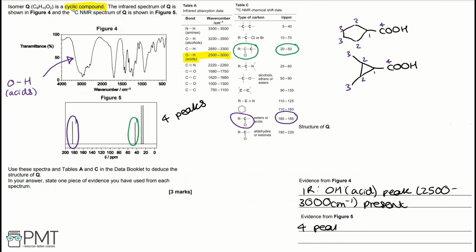And then we have this peak between 160 and 185, so that shows that we have a carbonyl group. And we also have a peak between 40 and 50, which corresponds to the 20 to 50 on table C. And that shows that we have this carbon next to the carbonyl group in our structure. So these are our 2 bits of evidence, one from figure 4, one from figure 5. To get the 3 marks for this question, you get 1 mark for the correct structure of Q, 1 mark for your evidence from figure 4, and then 1 mark for your evidence from figure 5.